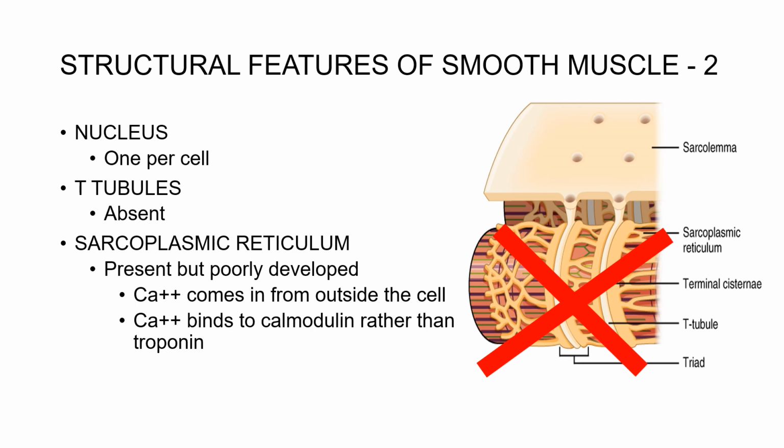Other parts of smooth muscle are similar to cardiac. It is uninucleated, one cell, one nucleus. We do not have T-tubules in the smooth muscle. We do have a sarcoplasmic reticulum, but it's very, very poorly developed. For the most part, if you read most textbooks, it's pretty much non-functional.